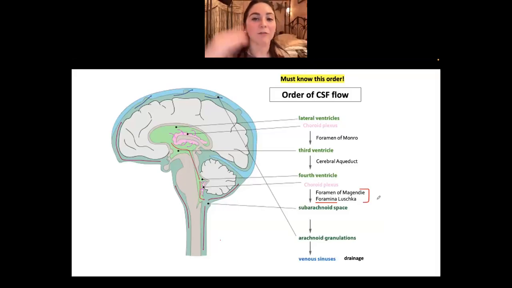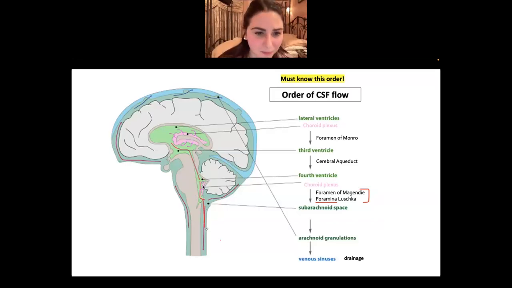But sometimes they'll have them in multiple choice with the foramen of Monroe and the cerebral aqueduct, and you're like, oh no, what are these things? Where are these guys? But these are later. These are going to be down after the fourth ventricle. When the cerebrospinal fluid is trying to leave the fourth ventricle, that's where you're going to be encountering Magendie and Luschka, those foramen.